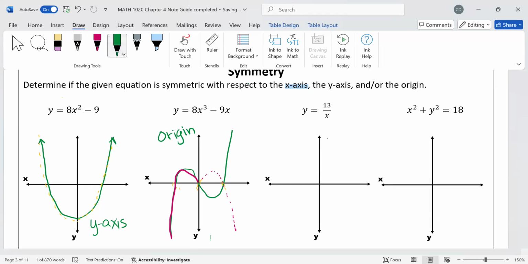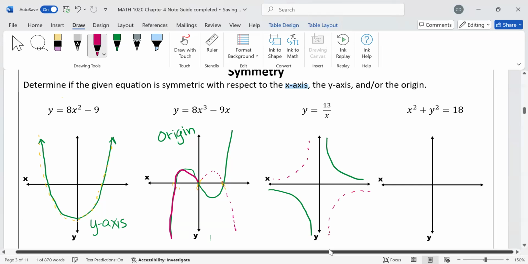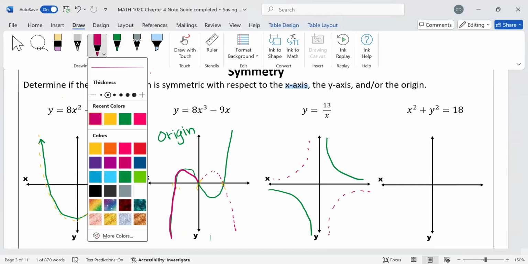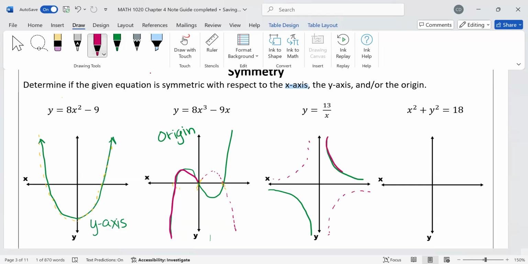All right, 13 over X. Again, you can graph these in your calculator. That's what that one looks like. It looks like there's some type of symmetry, but if I fold it on the X or I fold it on the Y, it looks the same. But if I double fold it, I fold it on the X and then fold the dotted ones over, and then it's going to line up. So this is symmetry about the origin.